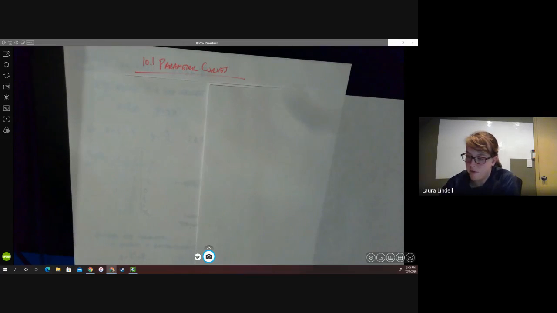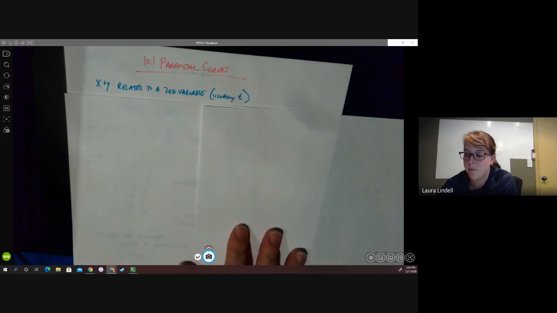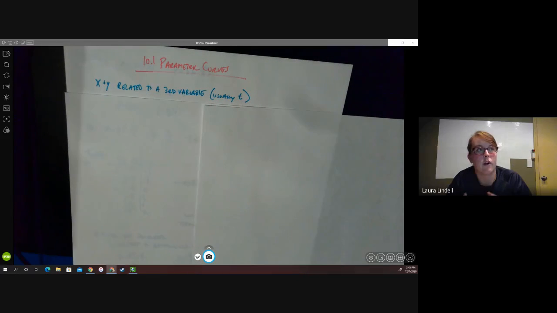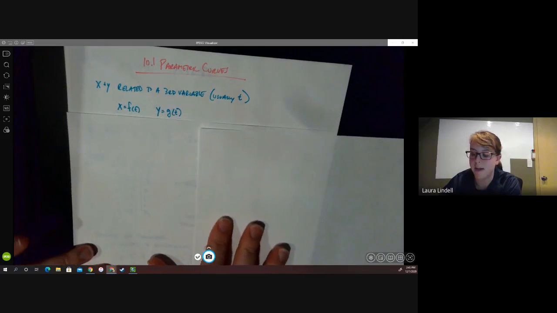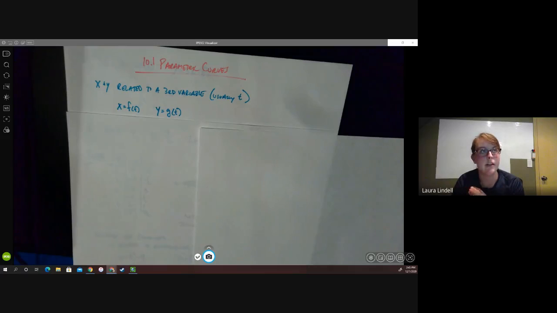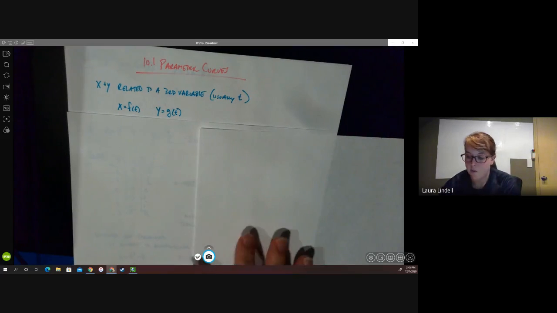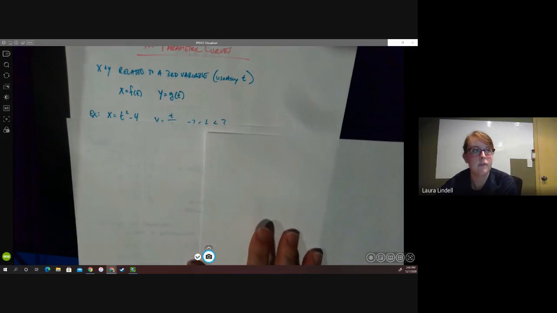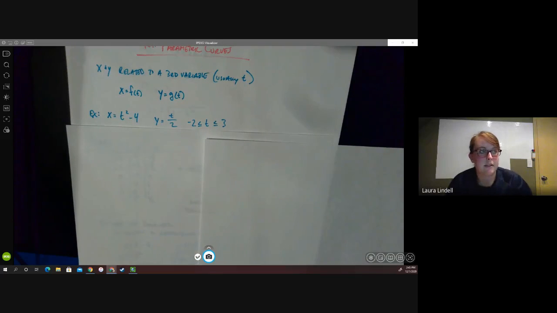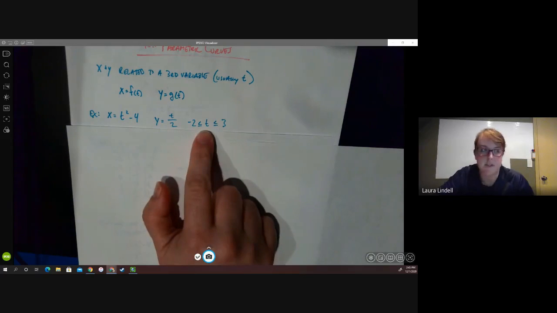So here we go. First off, a parametric curve involves x and y related to a third variable, and that third variable is usually t. So parametrics will take the form typically of x equals some function f of t and y equals some function g of t. So for example here, we'll start with this one. X is t squared minus 4 and y is t over 2 from -2 to 3 for t.